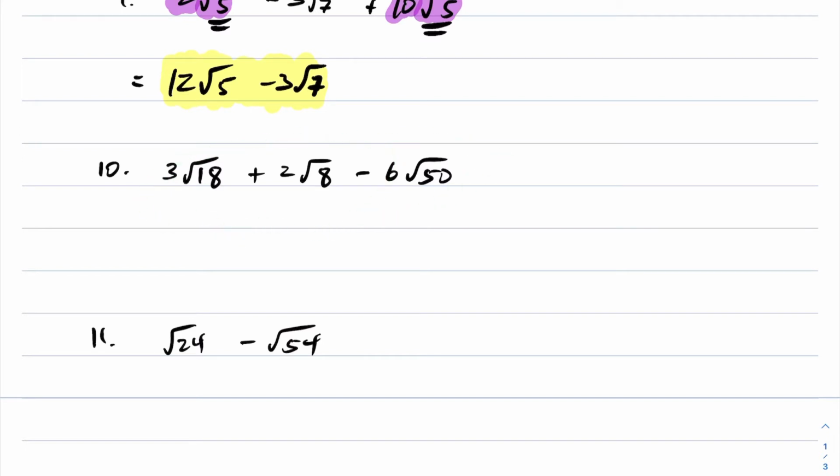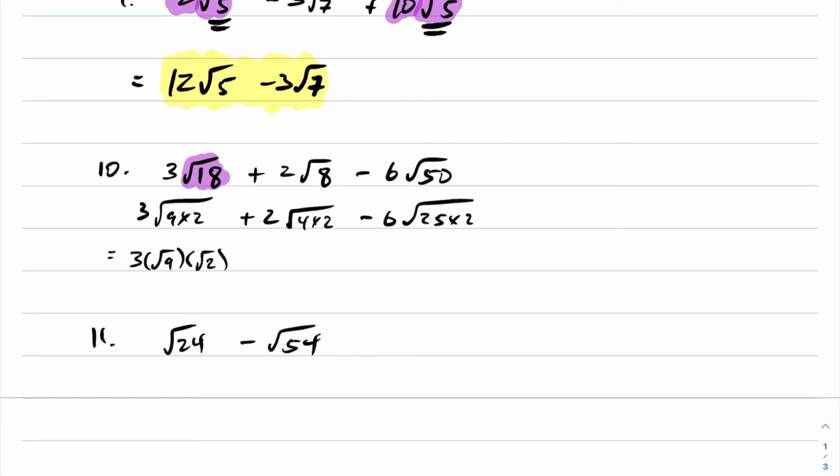Well, there is. If you take a look here, let's say we were to focus our attention on the root of 18. Well, the 3 is along for the ride here, but the root of 18 I can write as 9 times 2. And the root of 8 I can write as 4 times 2. And the root of 50 I can write as 25 times 2. So what does that do for us? Well, that means I can take the root of each product.